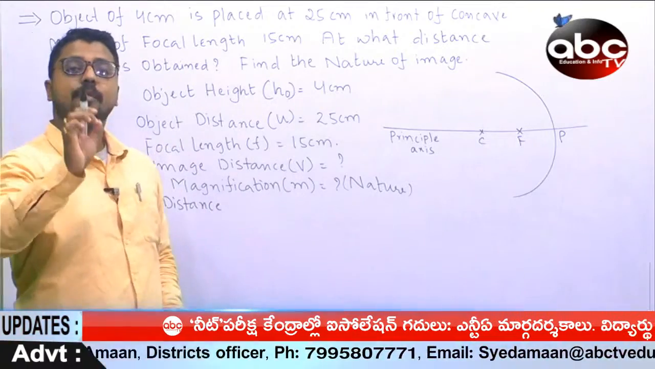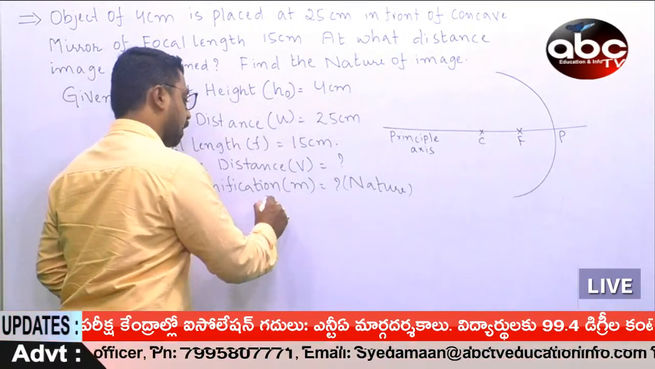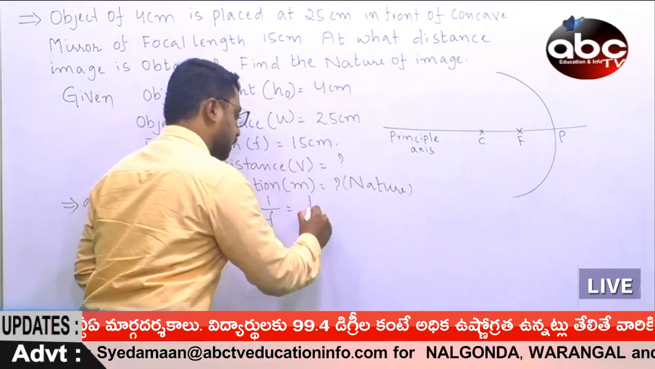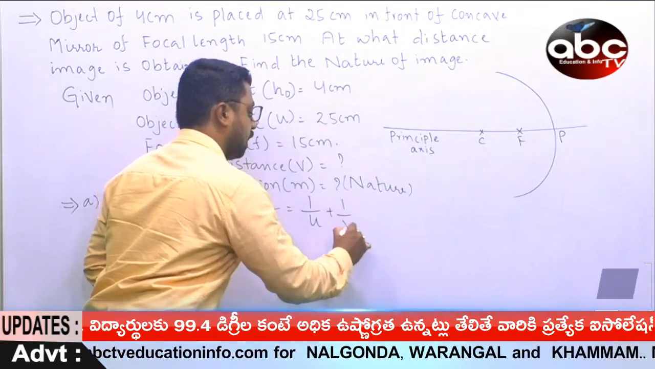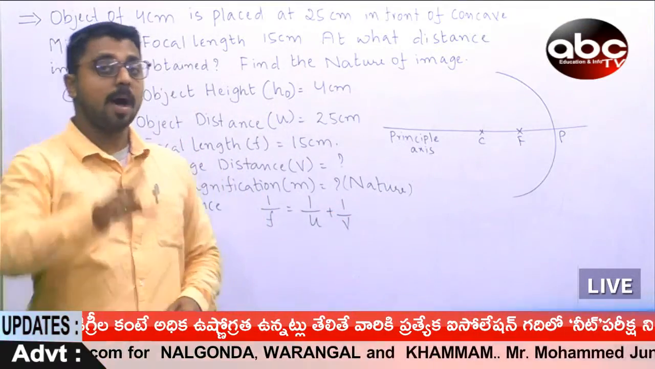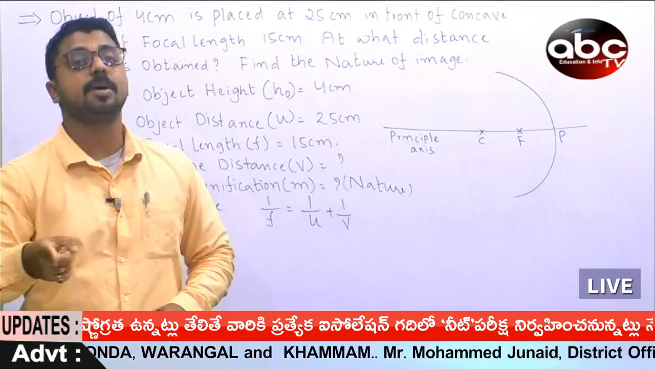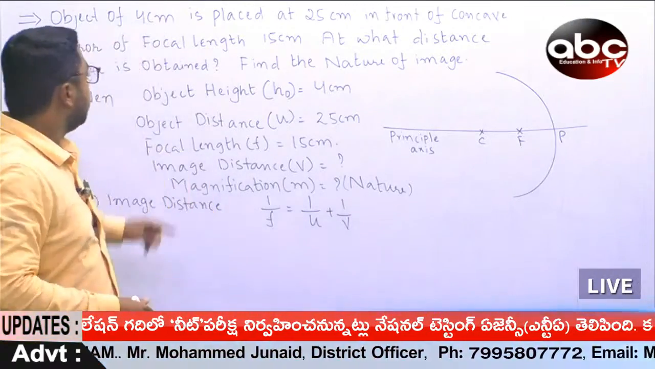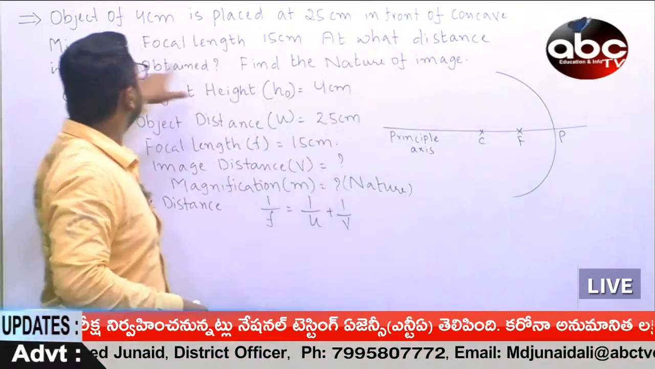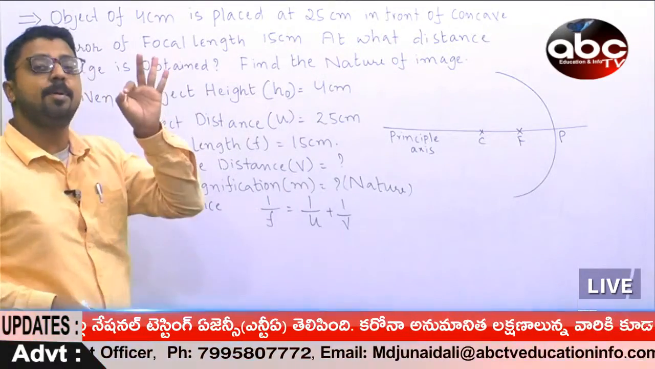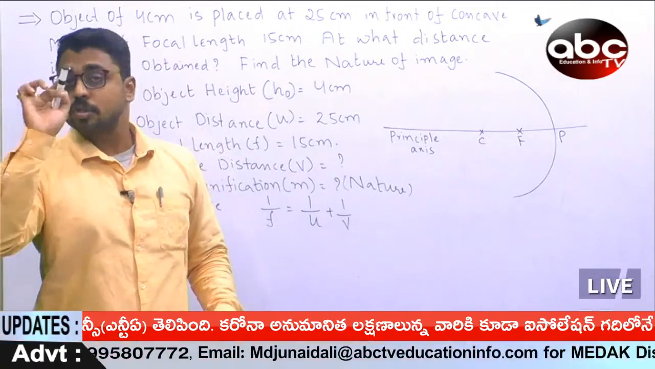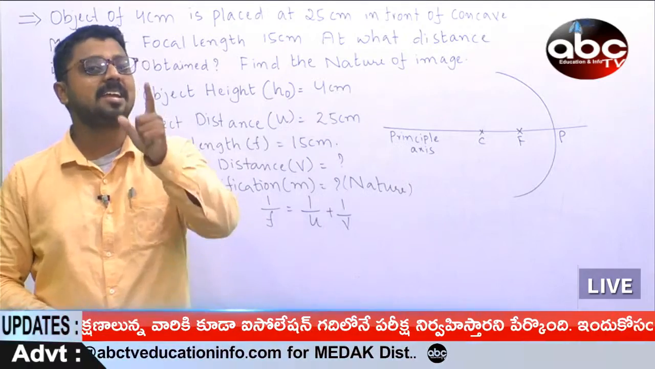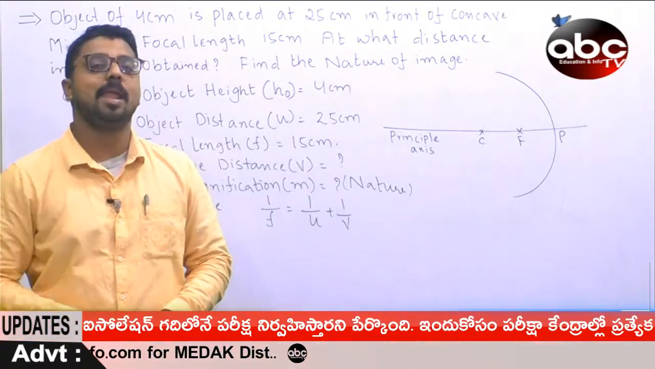In order to find image distance, we take a formula that is equal to the mirror formula: 1 by f is equal to 1 by u plus 1 by v. But one small thing I should remind you, as I said in yesterday's class, this is in front of a concave mirror. That means it is perfectly a spherical mirror, so in order to do the problem, we have to apply the sign conventions.